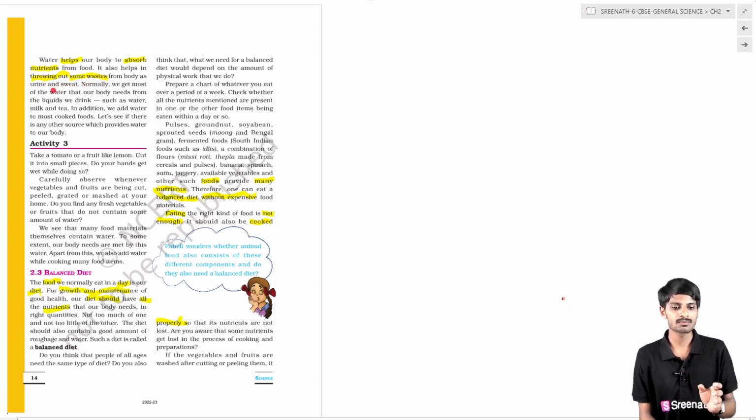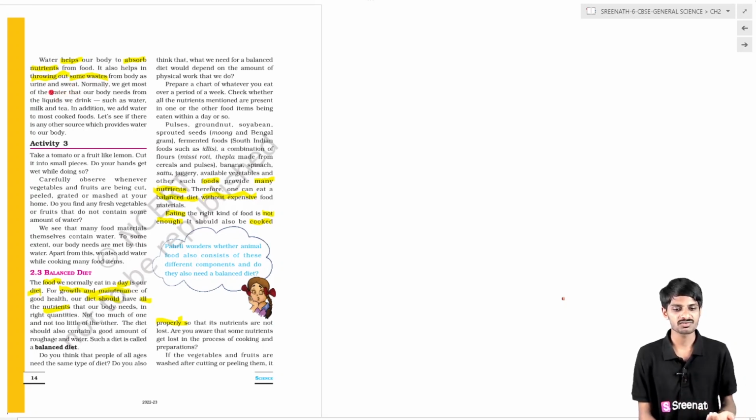Okay, it also helps in throwing out some waste items. In our body there are so many waste minerals and waste items. Water helps to throw out some of those nutrients or minerals from our body. It will flush out some of the unwanted minerals, waste materials, and toxic materials from our body.